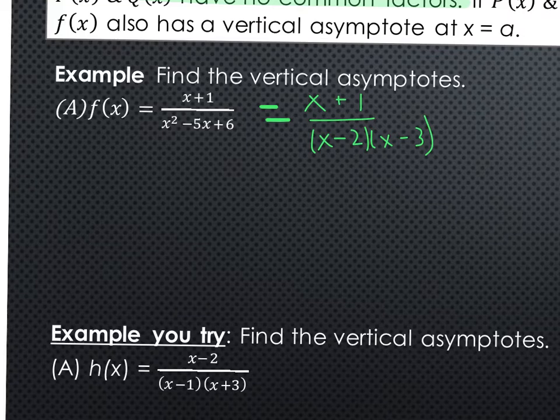And then the vertical asymptote, you just set each piece in the denominator equal to 0. So x minus 2 equals 0, and x minus 3 equals 0. So our vertical asymptote is x equals 2 and x equals 3. It's very important you have the x.